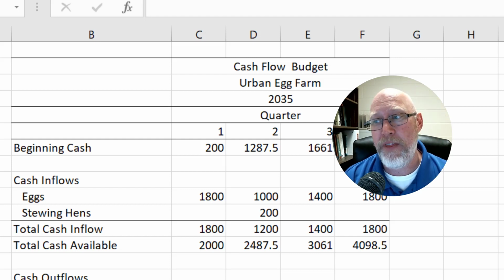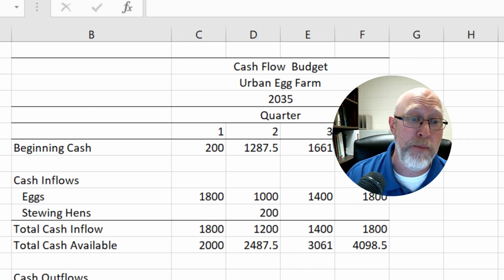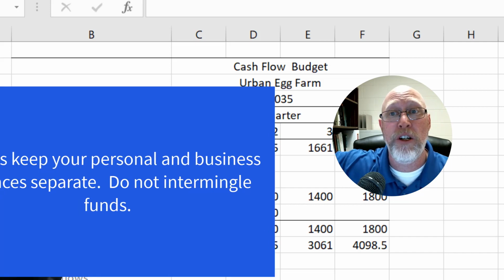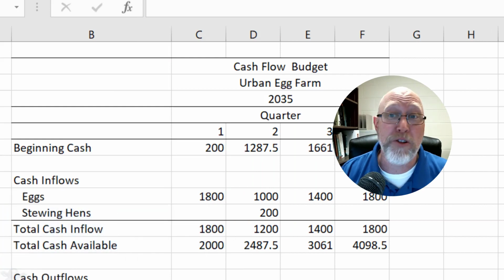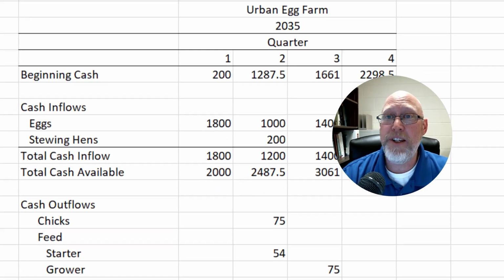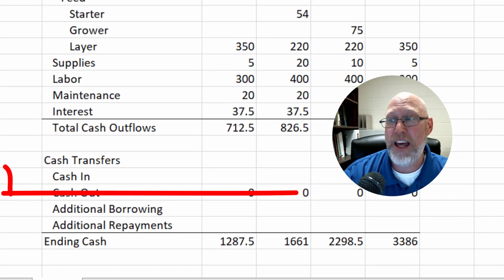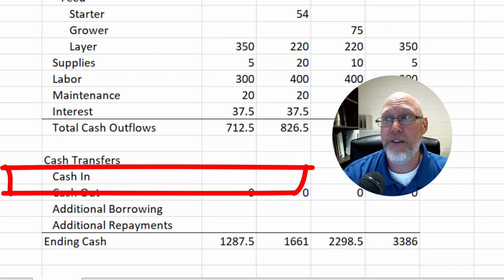Better way to think about that is cash into the business, where you take cash from your personal life, your personal household, your own personal checking account, and move it to your business checking account because you have 2 separate accounts for these things. You don't intermingle the funds between your business and your personal life. And the non-business cash inflow goes at the bottom of the cash flow statement.